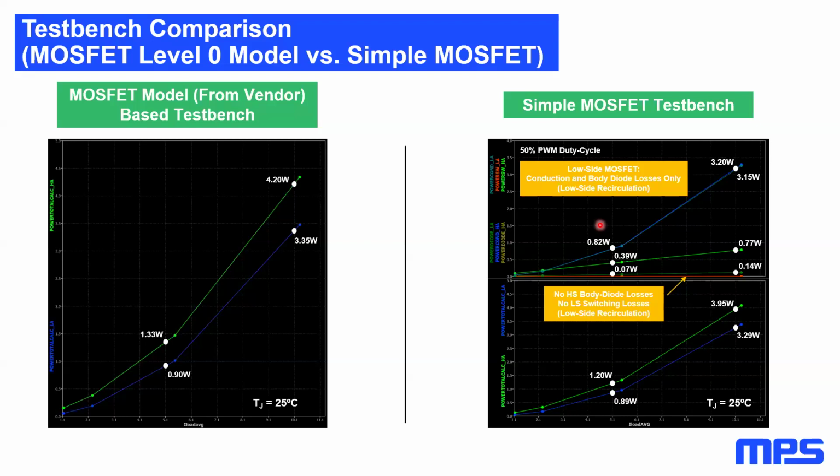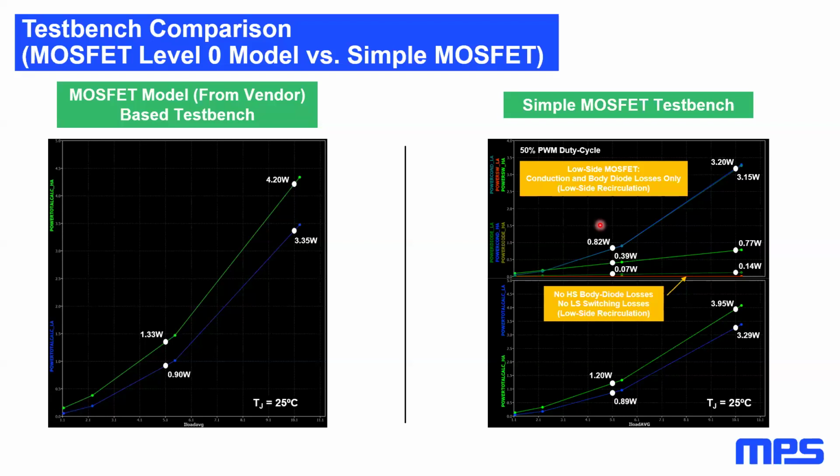On the right side, the simple MOSFET model allows us to have a deeper look at what happens to the different loss contributions. For example, we can see that because of the direction of the current exiting the switching node in this example, the high side FET body diode carries no losses. The result is different for the low side body diode, of course, which instead is the one carrying the load current during the dead time.